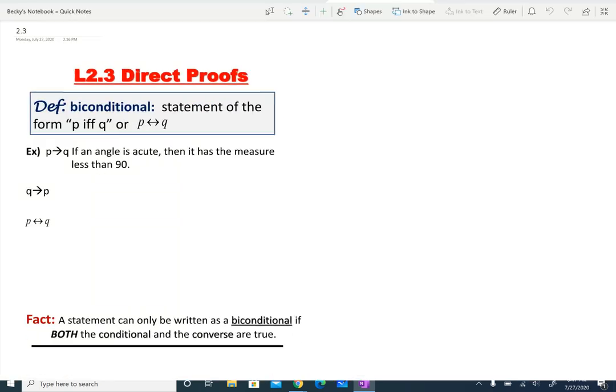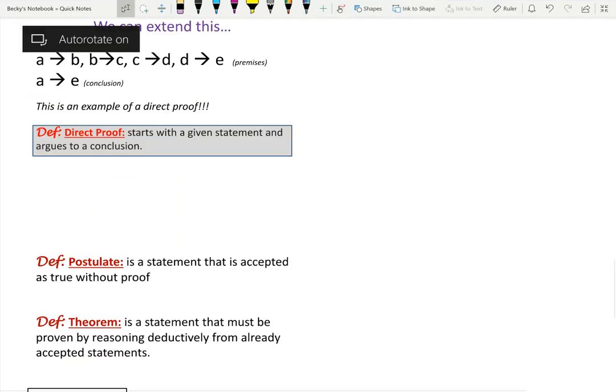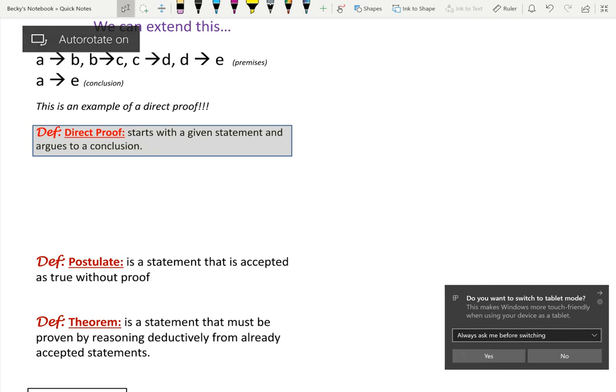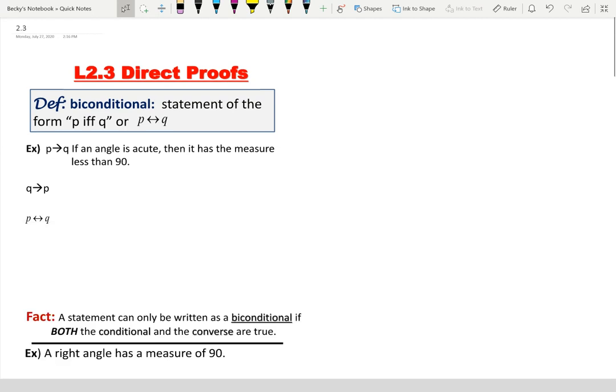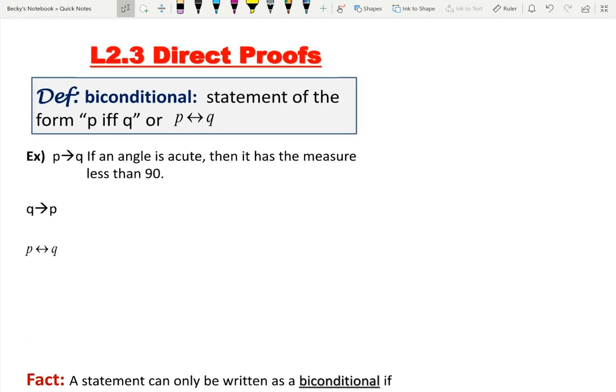Hi, today we're going to go over direct proofs, but we're going to start with some information that builds off of our last lesson. And it's about conditionals. So we know a conditional is the P then Q form right here. Now, in order to have a biconditional, we need to prove that the conditional and its converse are both true. So a conditional, remember, is always true from the beginning. We know this is true.